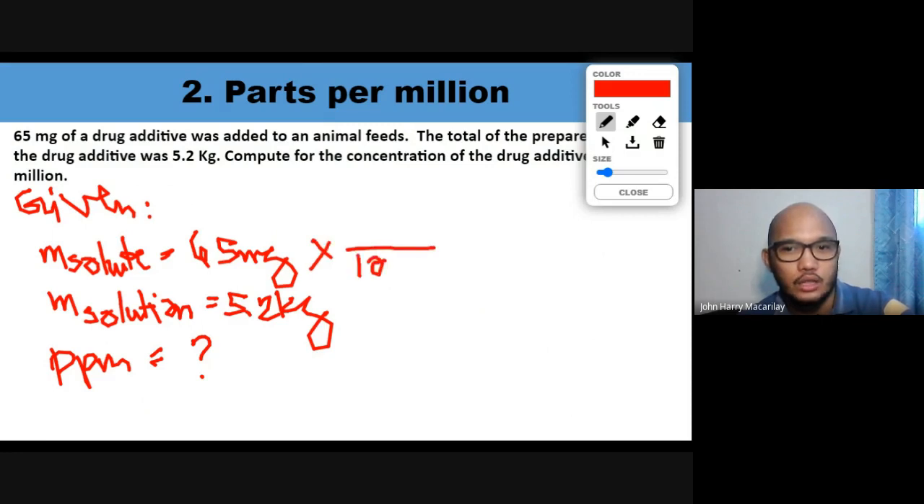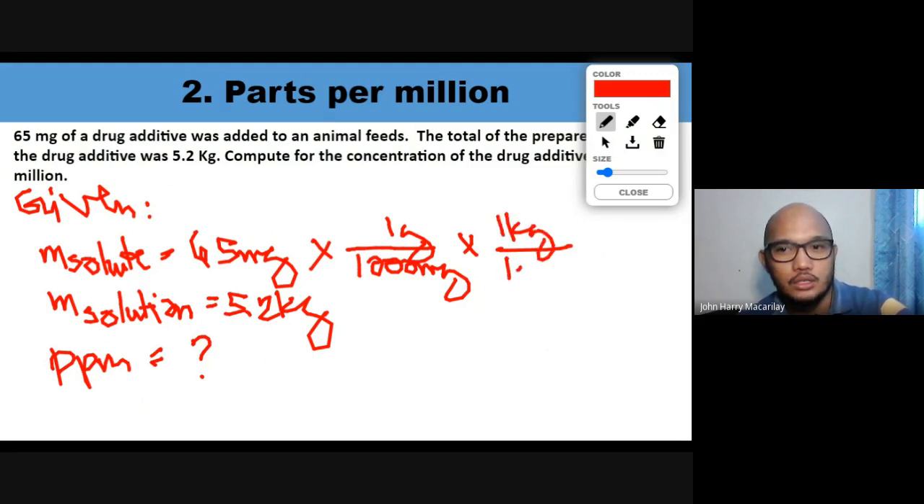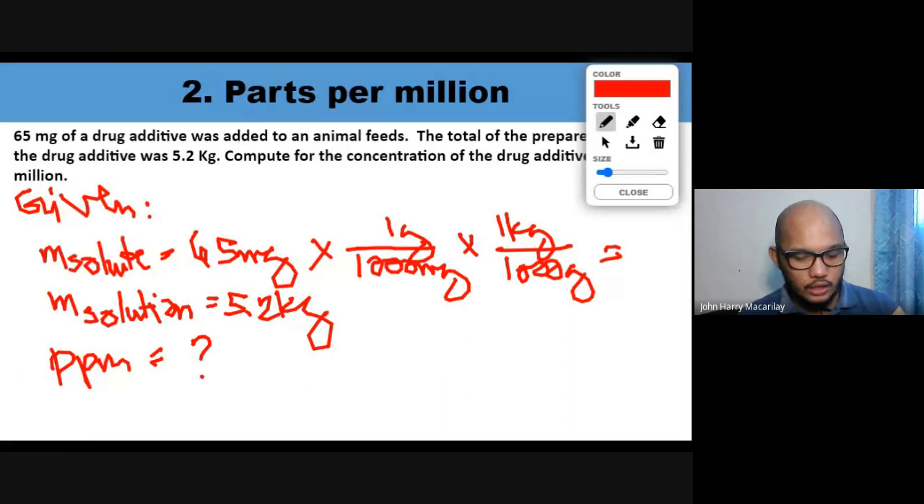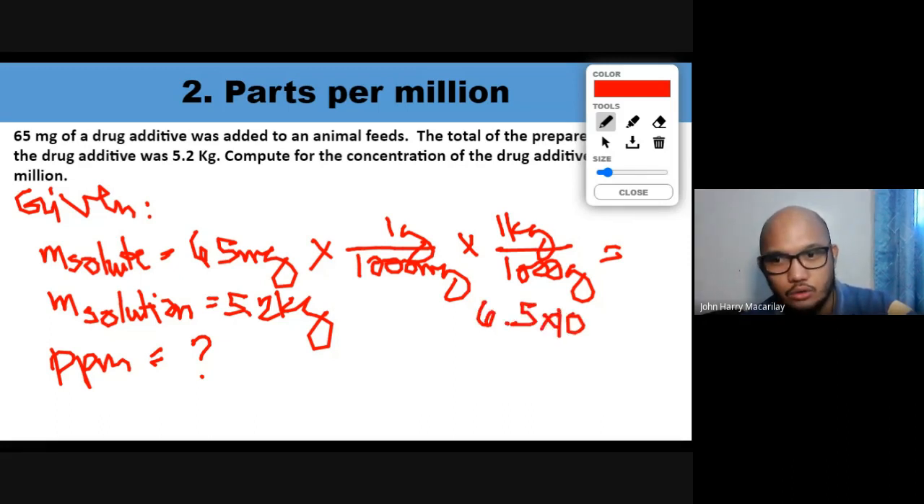So 1,000 milligrams is 1 gram. Using dimensional analysis, we can convert milligrams to kilograms. 1 kilogram is 1,000 grams. The answer would be 65 divided by 1,000 divided by 1,000, or 65 divided by 1 million, which is equivalent to 6.5 times 10 raised to negative 5 kilogram.